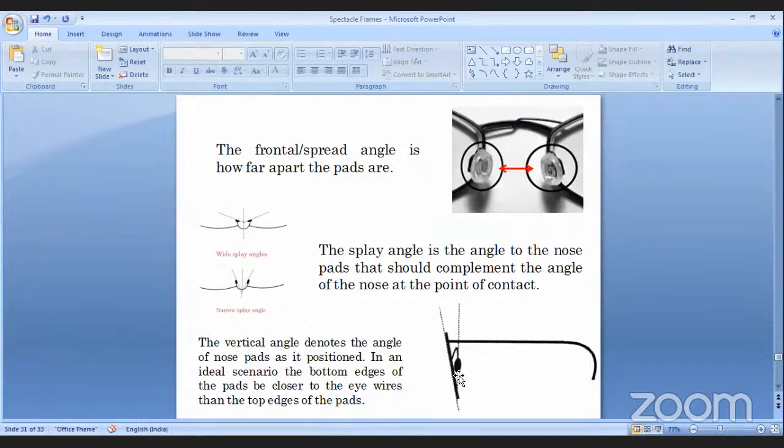The vertical angle, as I told you, the gap between the nose pads at the top should be larger than the gap between the nose pads and the frame front from the bottom. It denotes the angle of the nose pads as it is positioned. In an ideal scenario, as I told you, the bottom should be closer to the rim.